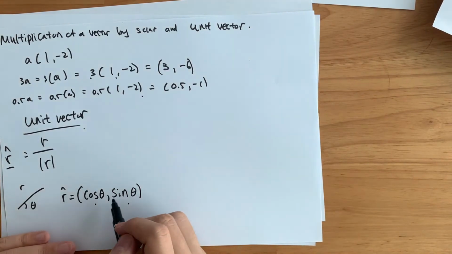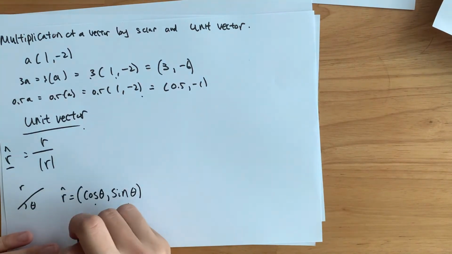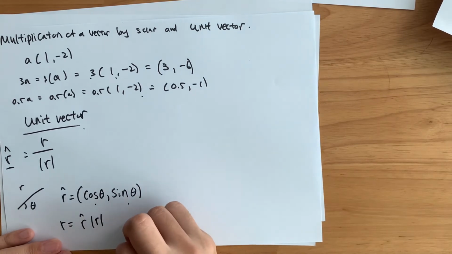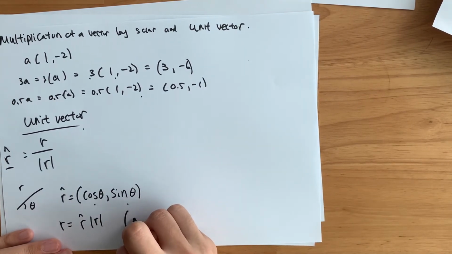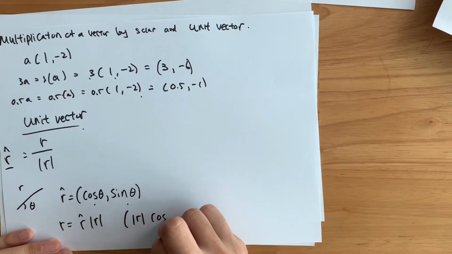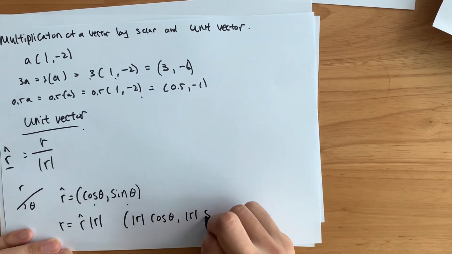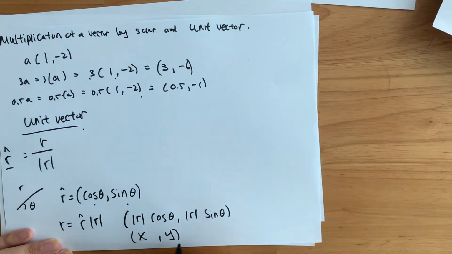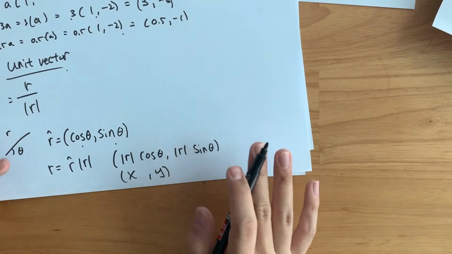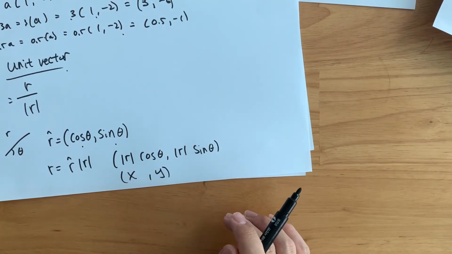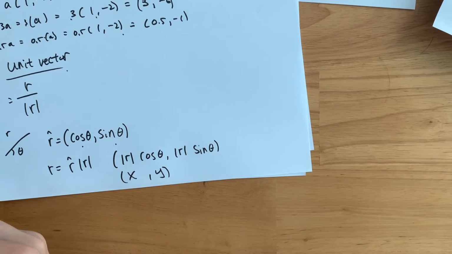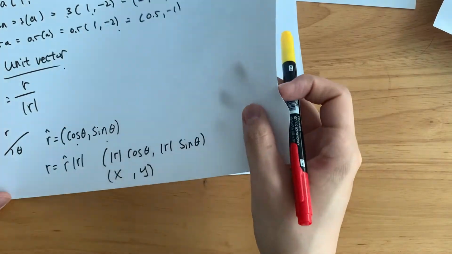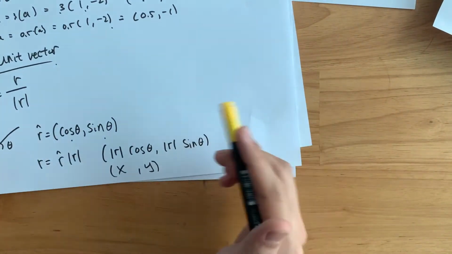So for example, if you multiply r times r-hat, then this becomes r cosine theta and r sine theta, which is also equal to x and y, as I told you in basic trigonometry. And then let's do some calculations on how to find the unit vector.